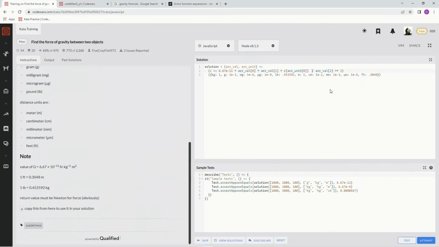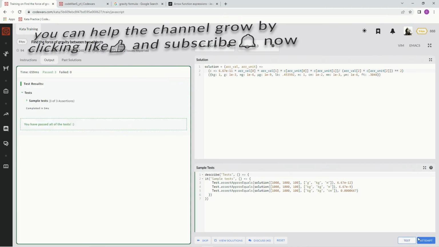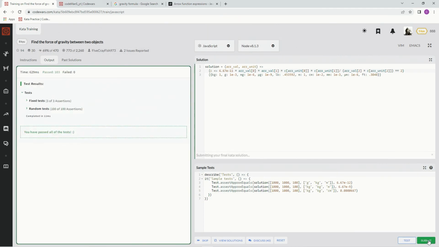So we're going to do it again for this one, 1, and then we're going to do it one more time. Let's wrap this up in parentheses. Then we're going to multiply by this, and we're going to say 2. And that should work. Alright, test it out. It does. Awesome. Attempt it. Great. Submit it.